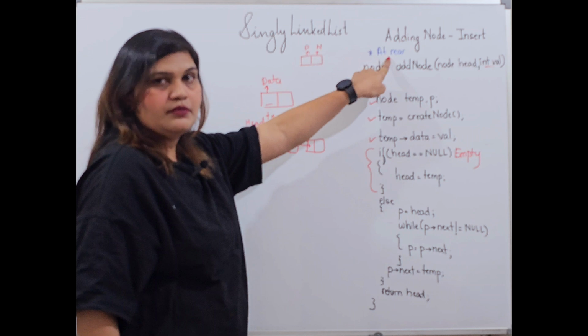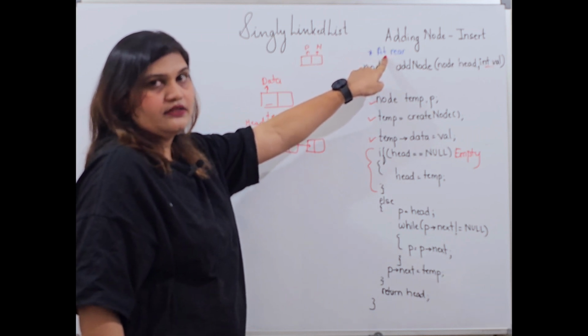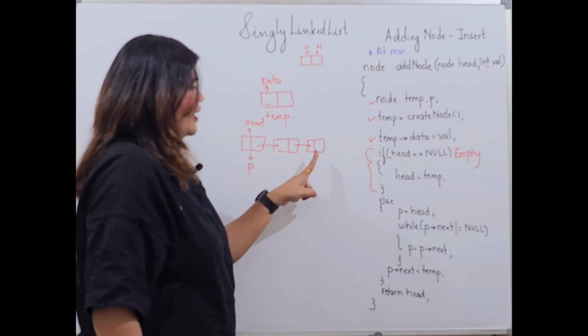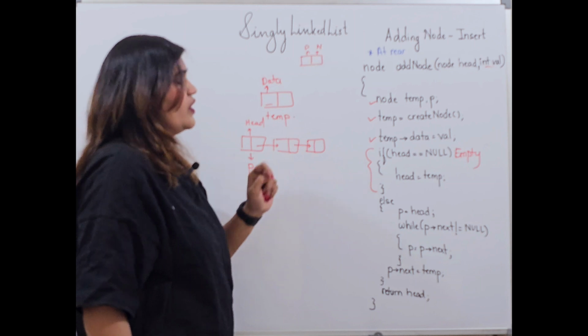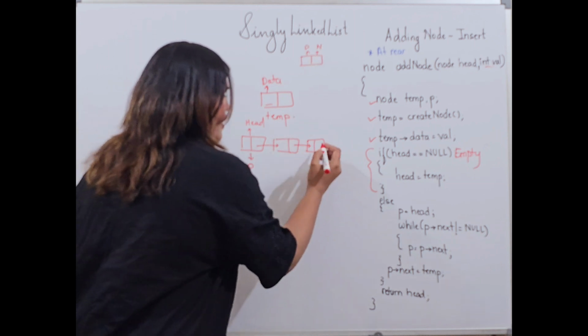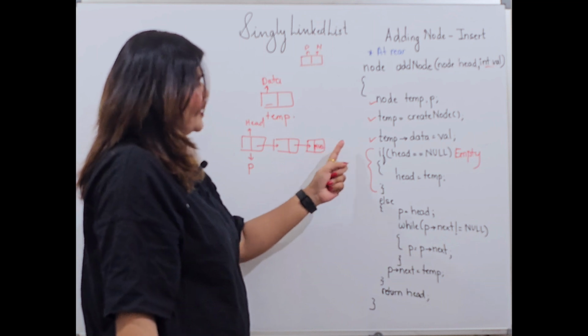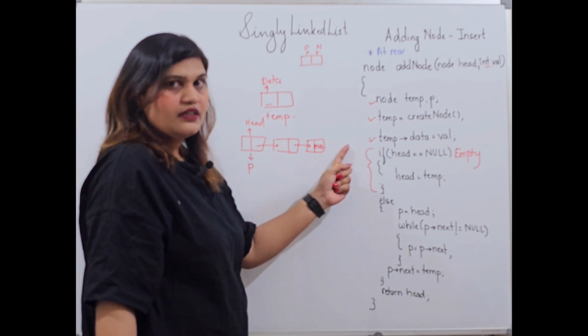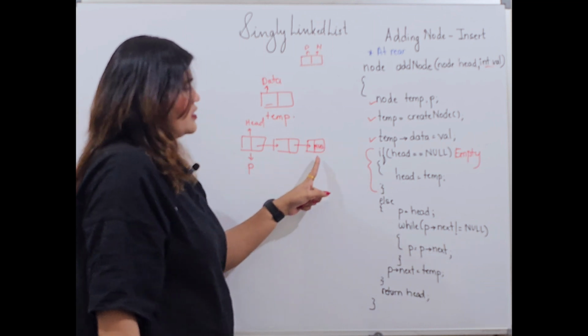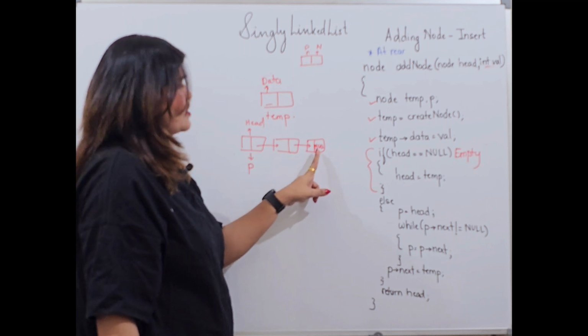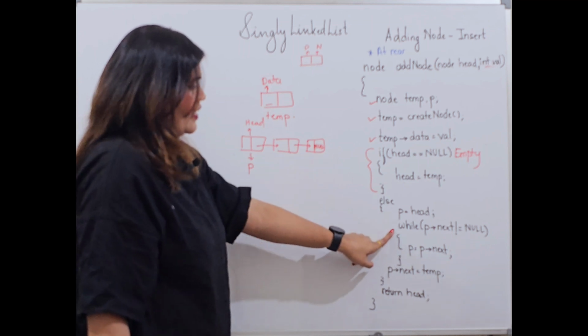Till the end. Because I'm trying to insert an element at the end, I need to travel till the end of the node. And how will I know it is the end of the node? Now the last node's next value is going to be null because there is no node connected to it. That's why I have to travel through my linked list till I find a node whose next value is null. So that is the while condition over here.